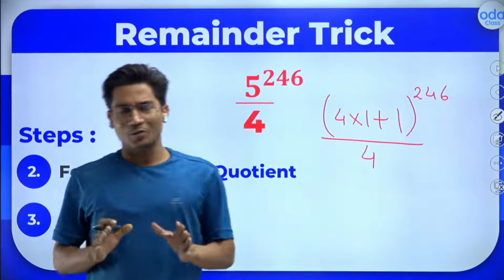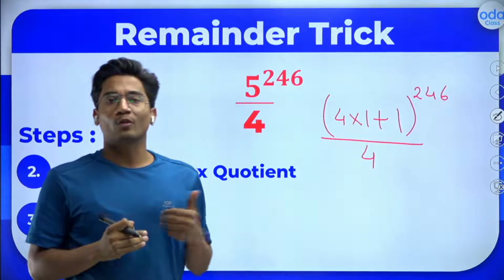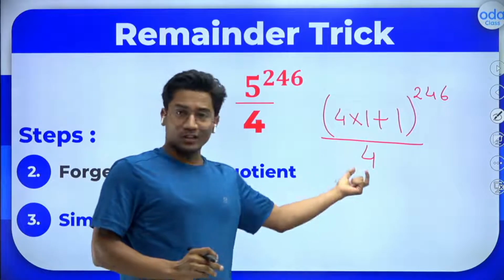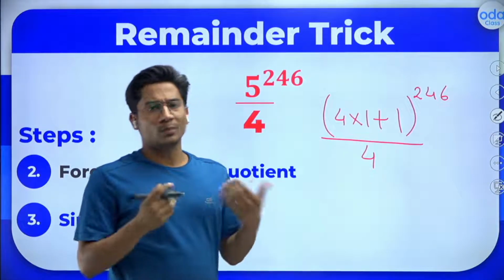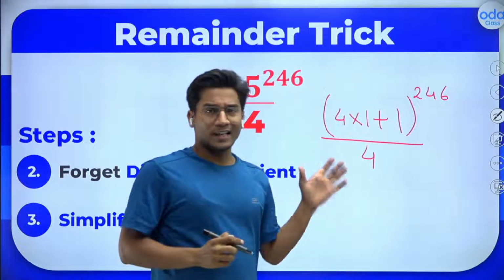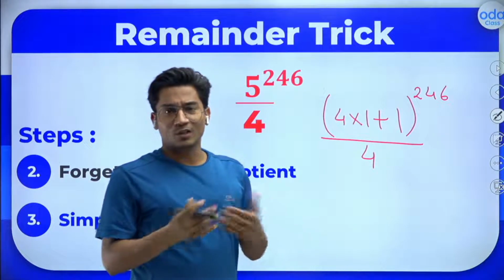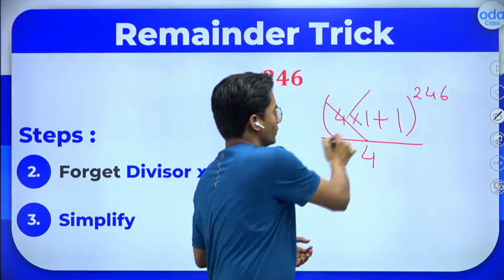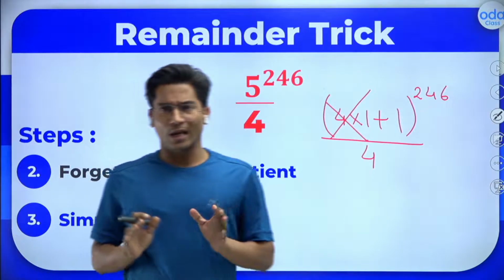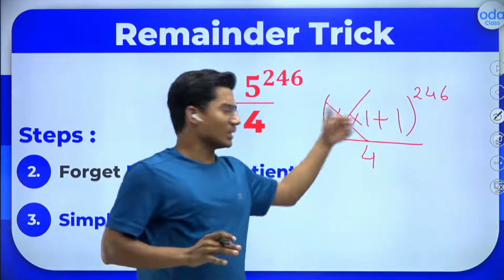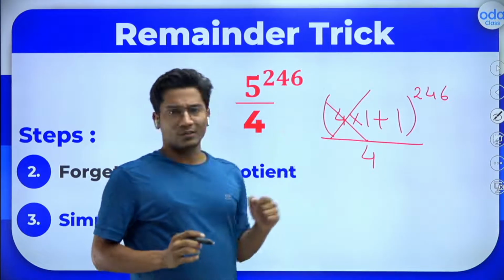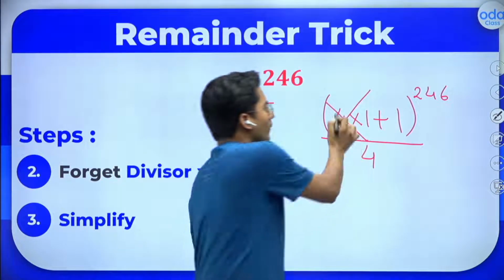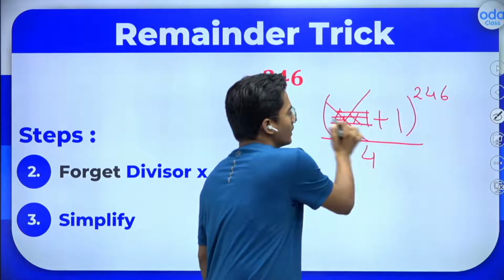Now, the first step is clear to all of you. First step, we have to represent the numerator value with the help of the divisor: divisor into quotient plus remainder. Now here, the next step is, as we do forget things, just forget this 4. Just cut it out. Do not remember anything about this. Or in other words, just erase it. If you have the eraser with you, just erase this part.